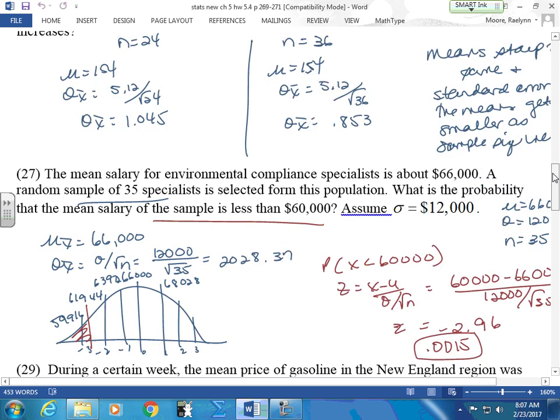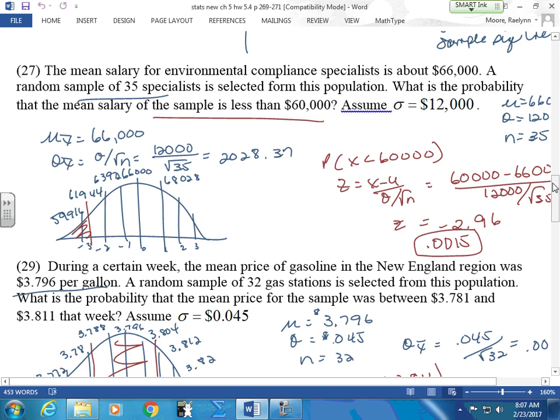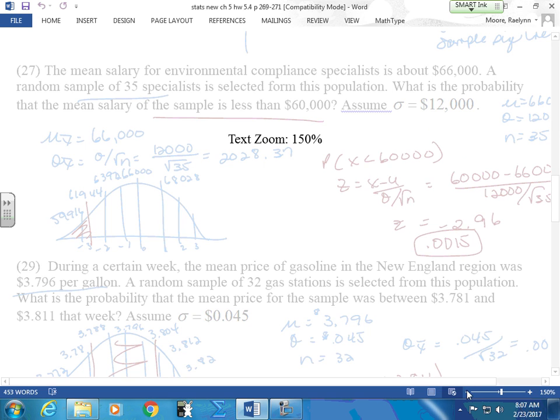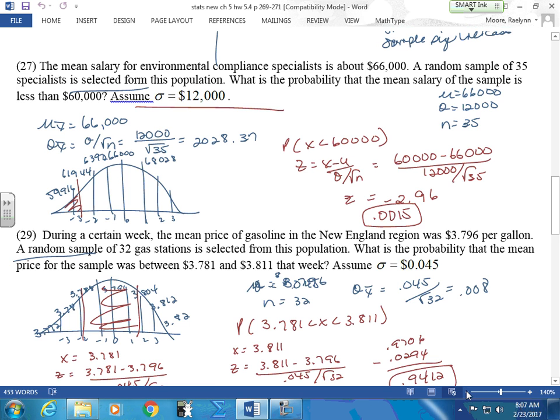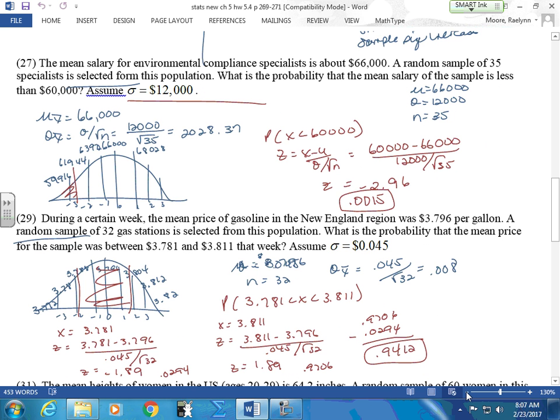Now we get to the good stuff. For some reason, I think it's because this is zoomed in. Let's see if I can zoom it in. Oh, better.